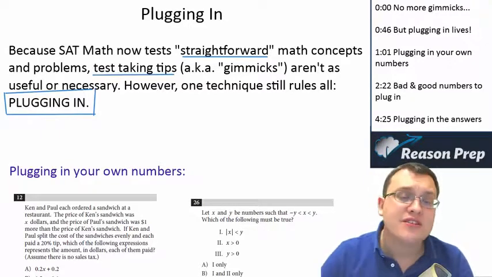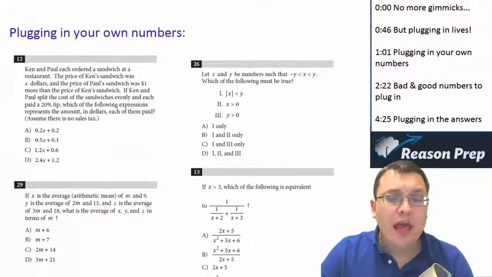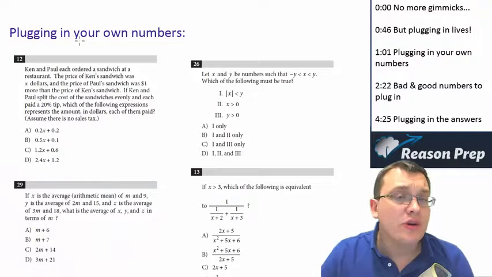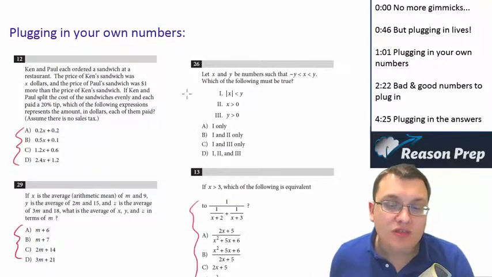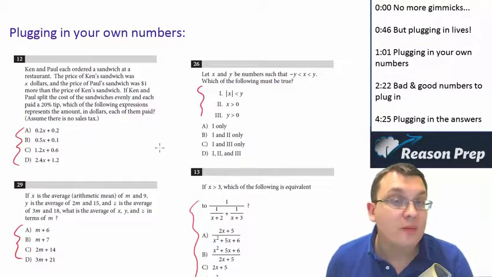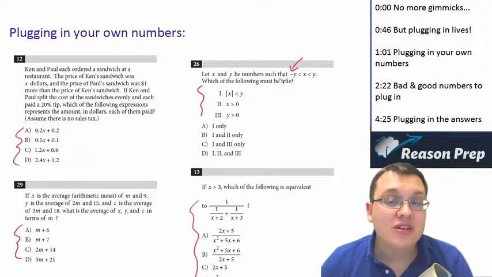And there are two kinds of plugging in. The first is plugging in your own numbers. The way plugging in your own numbers might be viable is if you look at the answer choices and the answer choices all have variables in them, or the question itself defines a variable that you could plug in a number for. That's a good sign that plugging in your own numbers would be a good idea.